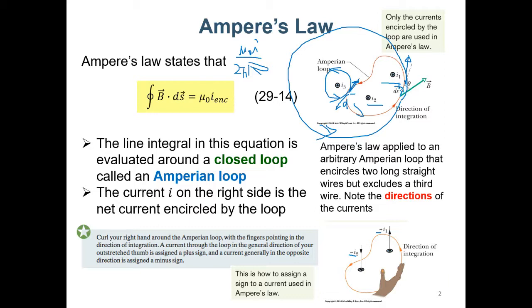Curl your right hand around the Ampere loop with the fingers pointing in the direction of integration. A current through the loop in the general direction of your outstretched thumb is assigned a plus sign, and a current generally in the opposite direction is assigned a minus sign. This is what I've explained just now. And this is how to assign a sign to a current using Ampere's law. Any questions?